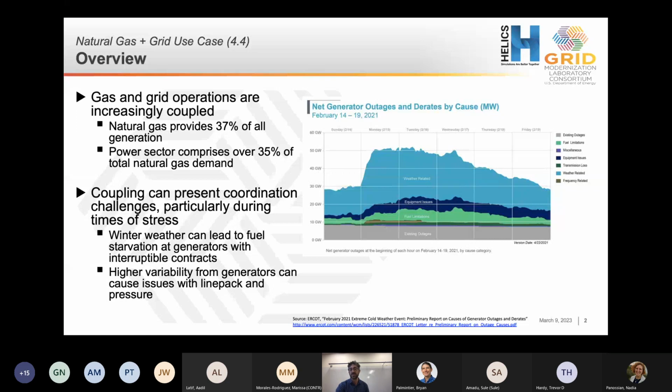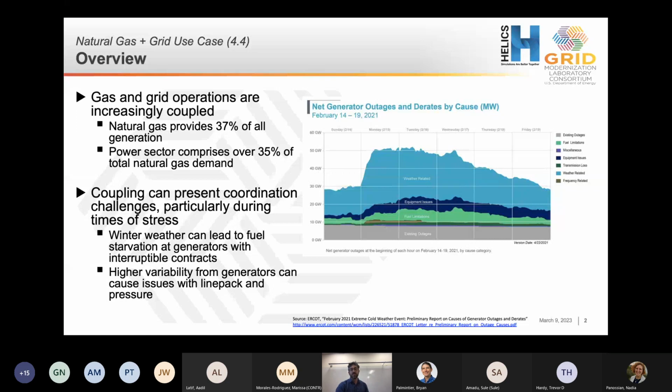And the plot I've shown here is just an example from Winter Storm Uri. There were a lot of outages during that, not all related to fuel starvation, but limitations on the gas network were responsible for a big chunk, I think around 12 to 15% of the outages that occurred during that event.